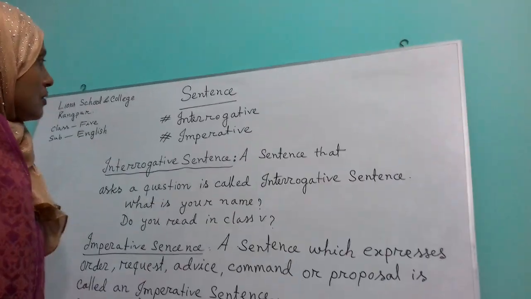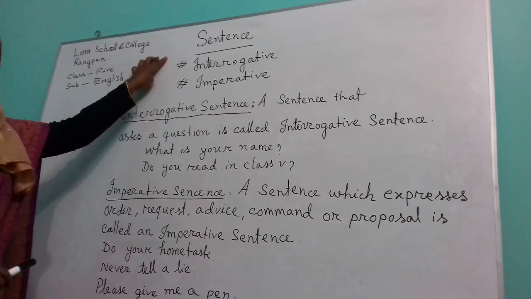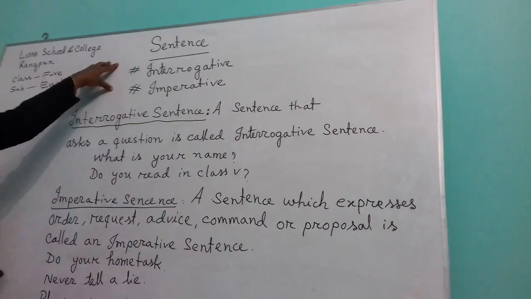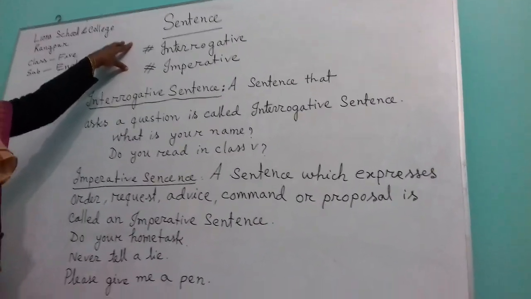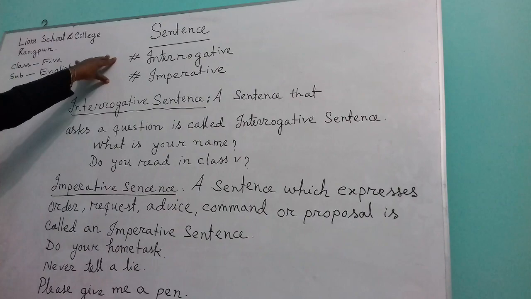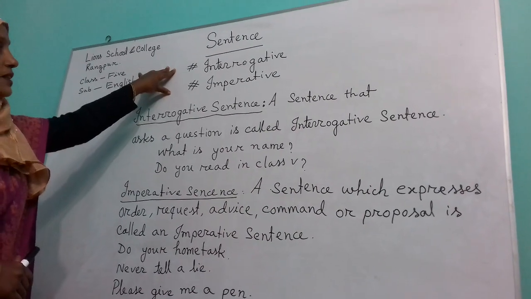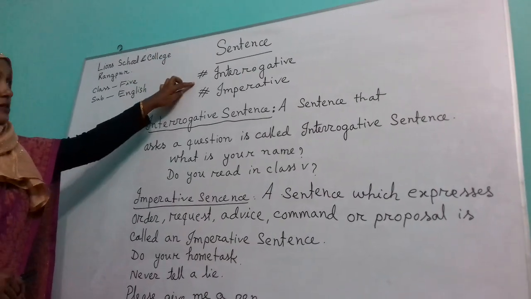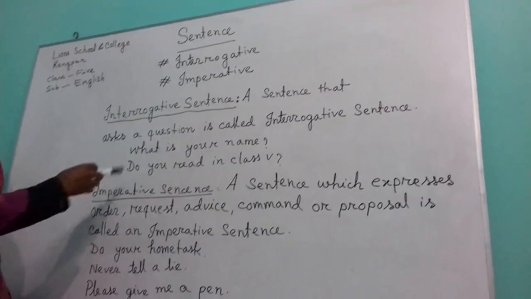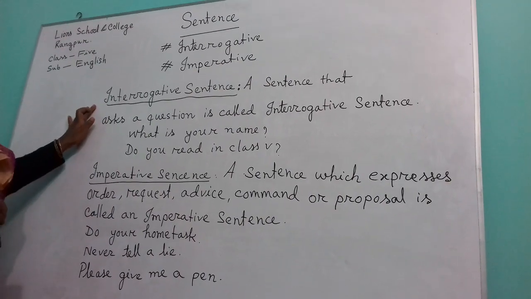Look at the board. What I have written there. I have written sentence. And you know, in my previous class, I have learned sentence and its negative sentence. Today I will discuss interrogative and imperative sentence. Interrogative and imperative sentence. At first, we will see interrogative sentence.